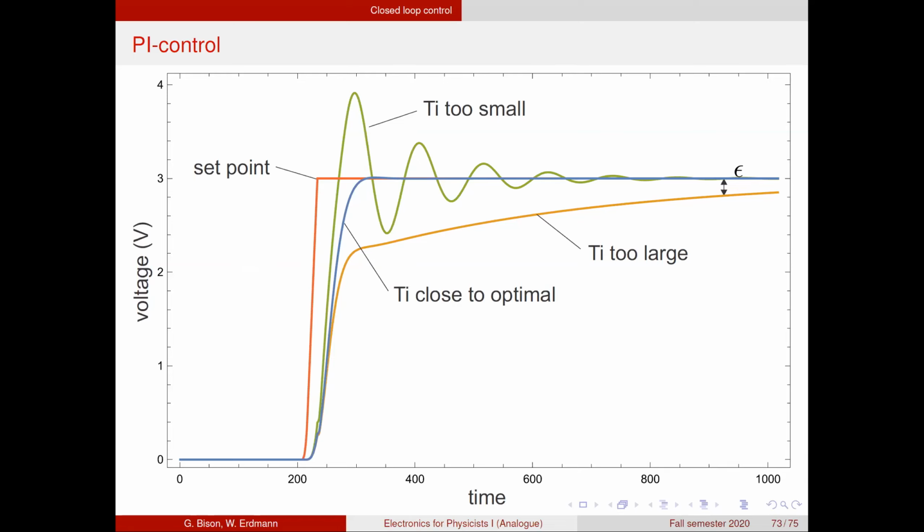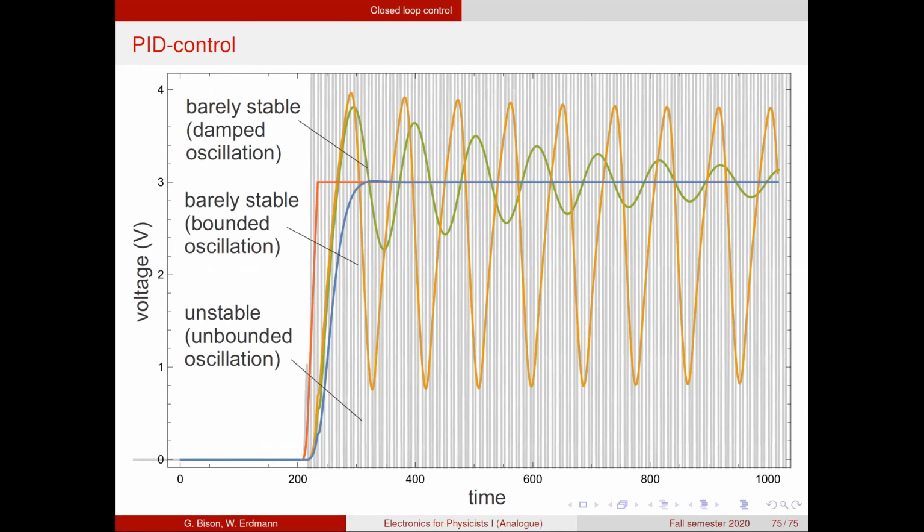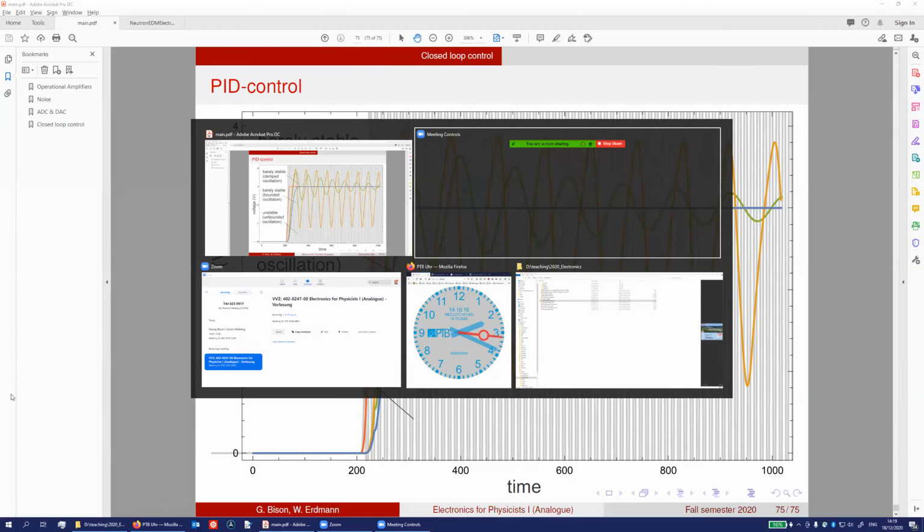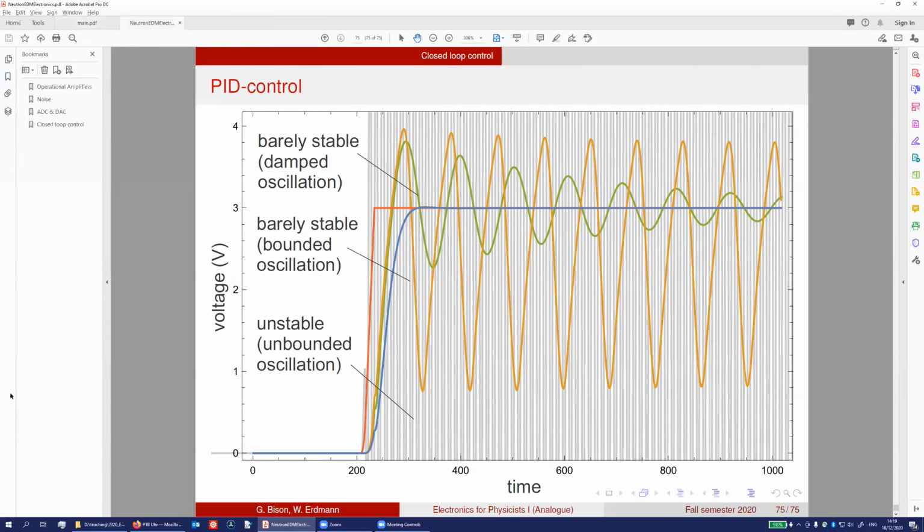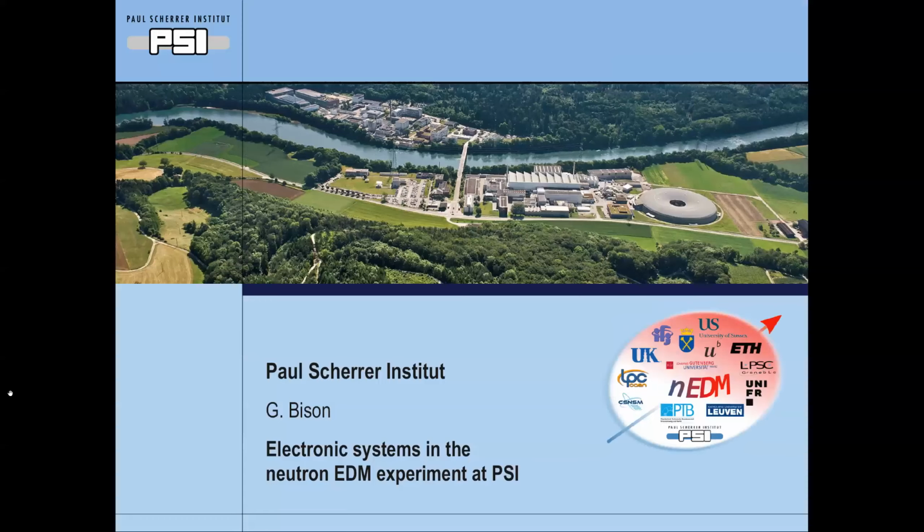Okay, so that's the part about PID control. And that basically concludes the content of the lecture. What Wolfram and I would now like to do is give you a bit of examples where electronic systems actually occur in our daily work. And I will start with the experiment that I'm working on currently. So this is the neutron EDM experiment at PSI.